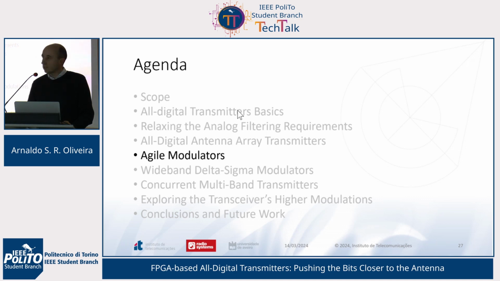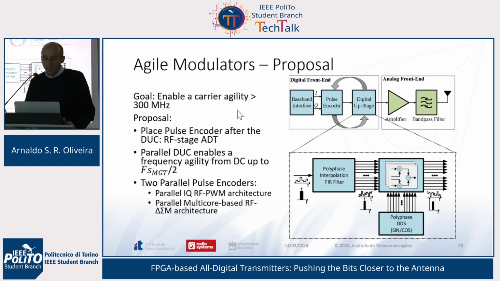Now let's move forward. The next contribution we did was in order to achieve an agile modulator. Agility here means how small or fine I can move the frequency of the carrier. And as I already mentioned, the order of the digital up converter and the pulse encoder, or the pulse modulator, affects this. And what we did here is to swap. Instead of having the pulse encoder before and the digital up conversion after, we swapped.